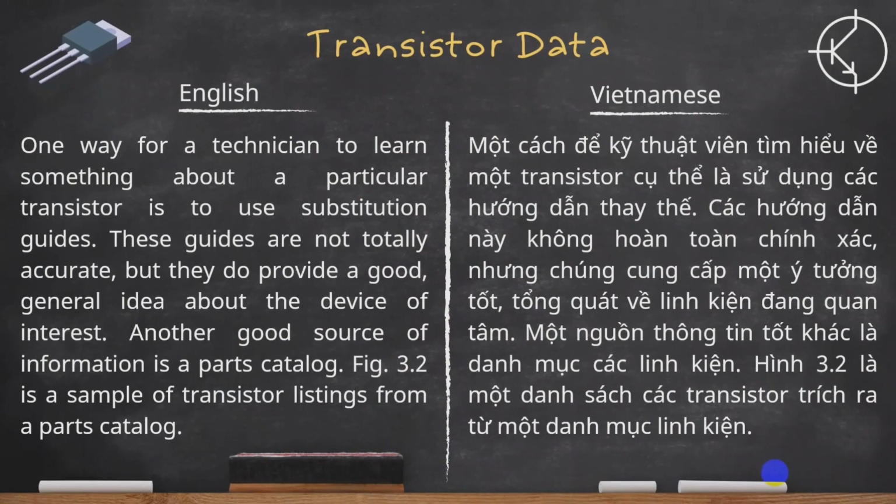One way for a technician to learn something about a particular transistor is to use substitution guides. These guides are not totally accurate, but they do provide a good, general idea about the device of interest. Another good source of information is a parts catalog. Figure 3.2 is a sample of transistor listings from a parts catalog.